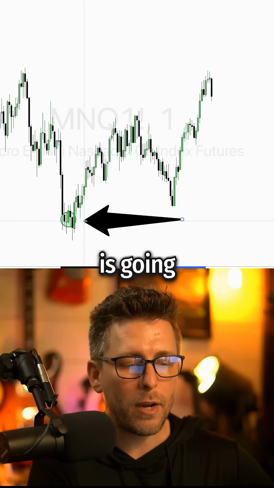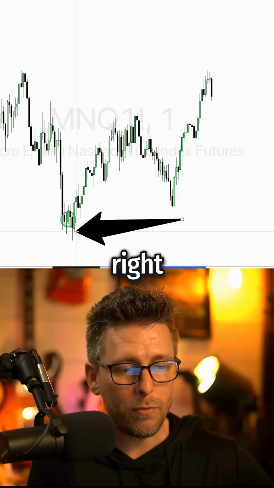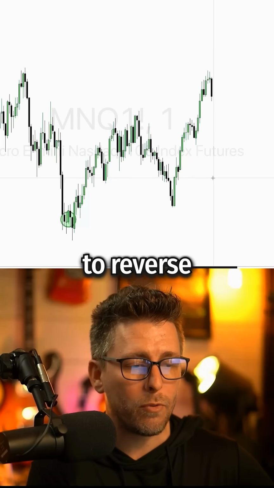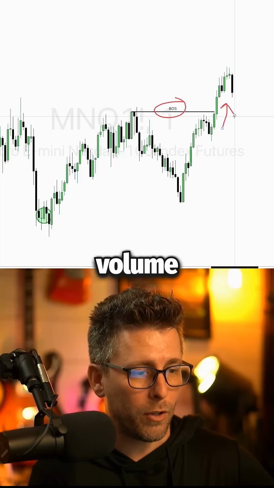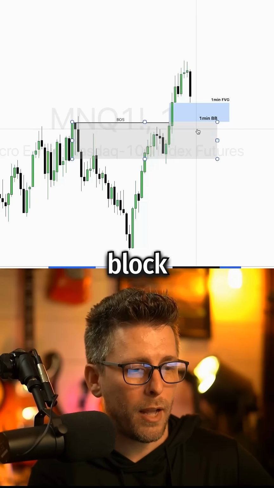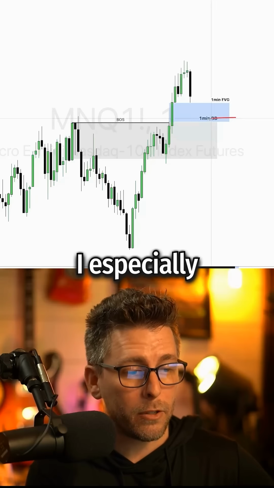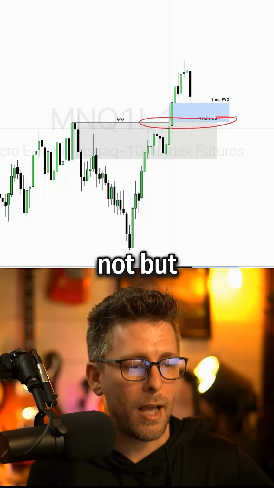I'm looking to see if price is going to break lower and give me a breakdown with a retest of a shelf right here, or a possible reversal. In this case, price starts to reverse. I'm looking for a clean structure break with actual breakout volume. I make sure I line out the breaker block, fair value gap, which is very close to our breaker. I especially like an entry when the fair value gap is overlapping the breaker. In this case, it's not, but we can still take it.